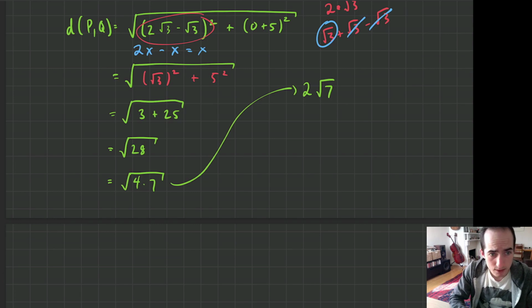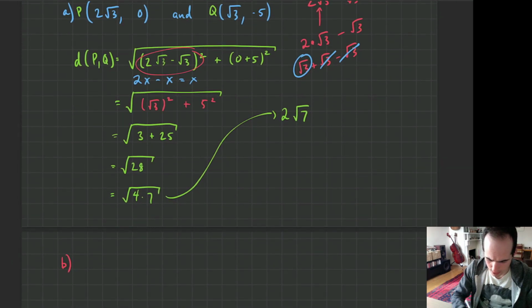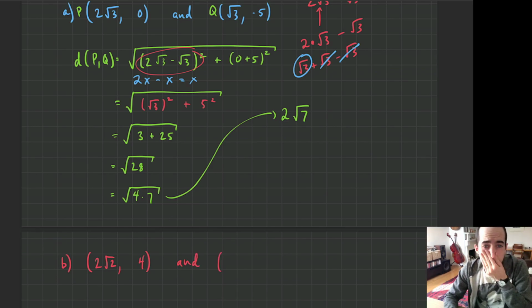Okay, now I'm going to do this one here. Hold your horses. Okay, yeah, let's do this one here. Let's do question B, right? Because this one was question A. Question B is to find the distance between these 2 points. I've got 2 root 2 and 4, and root 2 and negative 3.